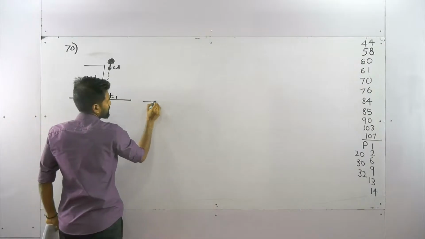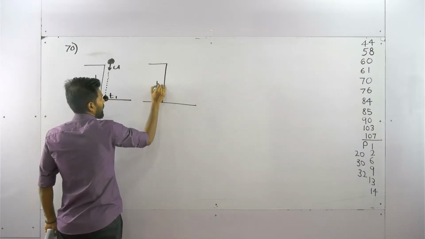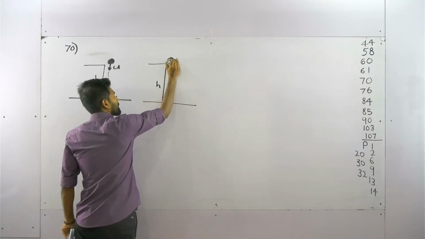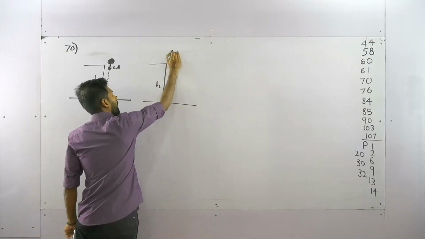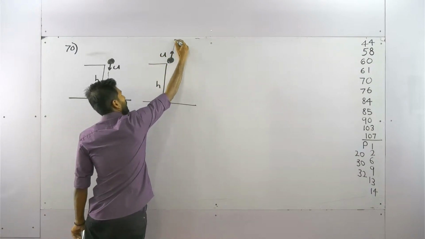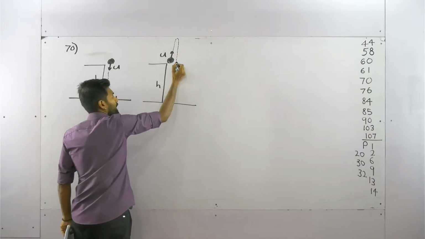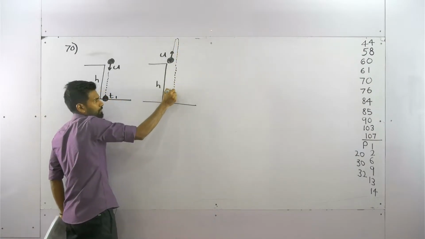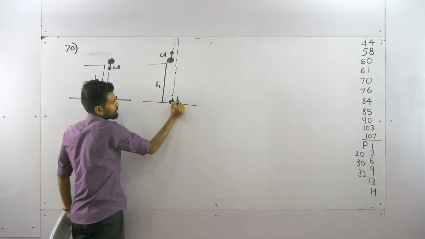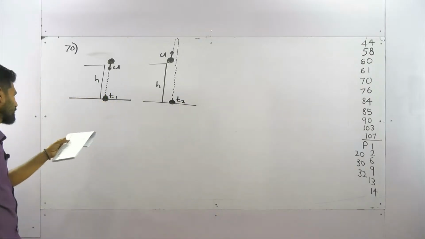The next case, from the same height, now it is projected upwards. They project it upwards with the same velocity u. So initially it will move upward. After the highest point, it will turn back and then it will come to the ground and hit the ground. If this is the case, the time taken to hit the ground is t2.